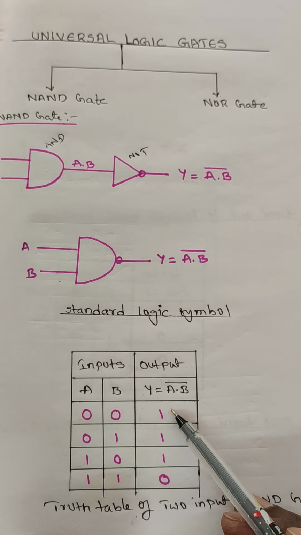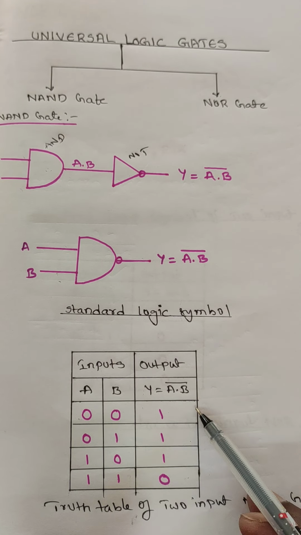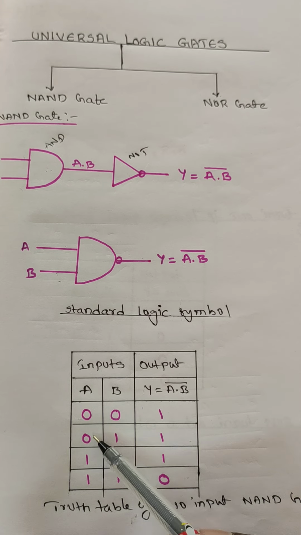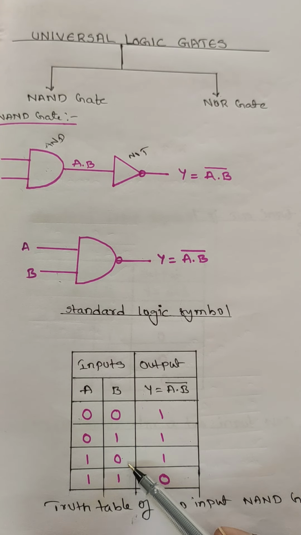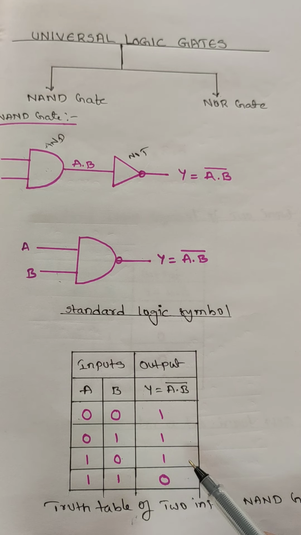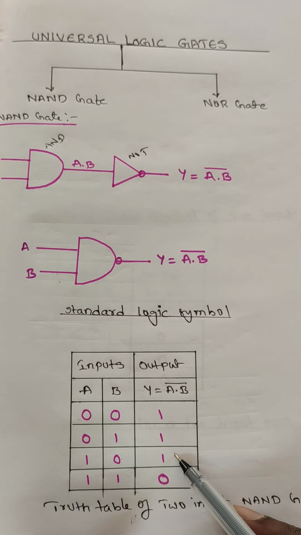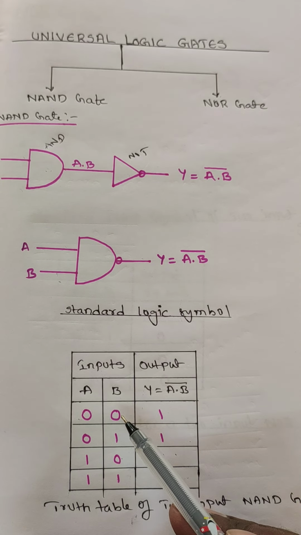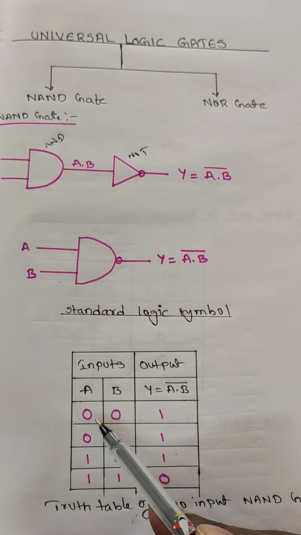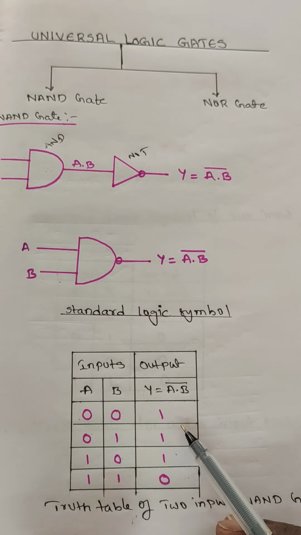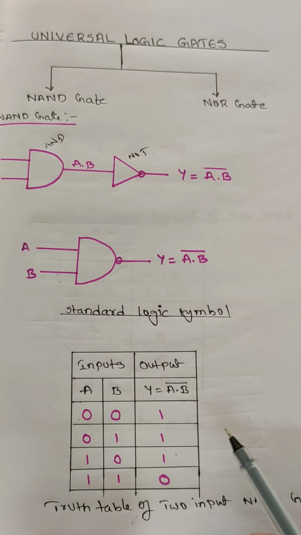The output of the NAND gate is high if both the inputs are low or any one of the inputs is low. So the output will be high. Once again, the output of the NAND gate is high if any one of the inputs is low or both the inputs are low.